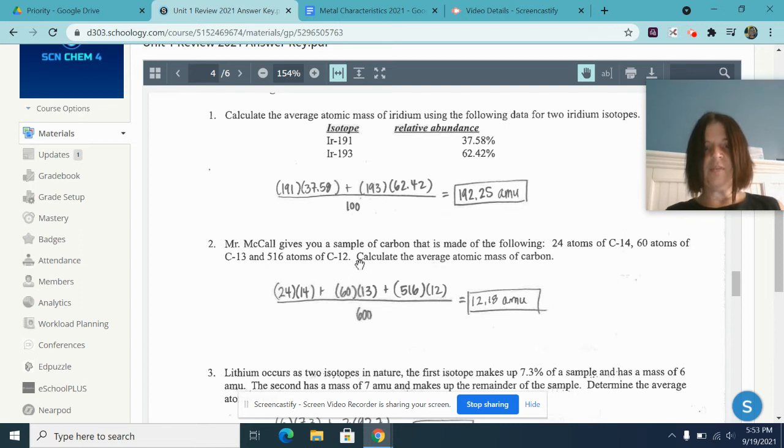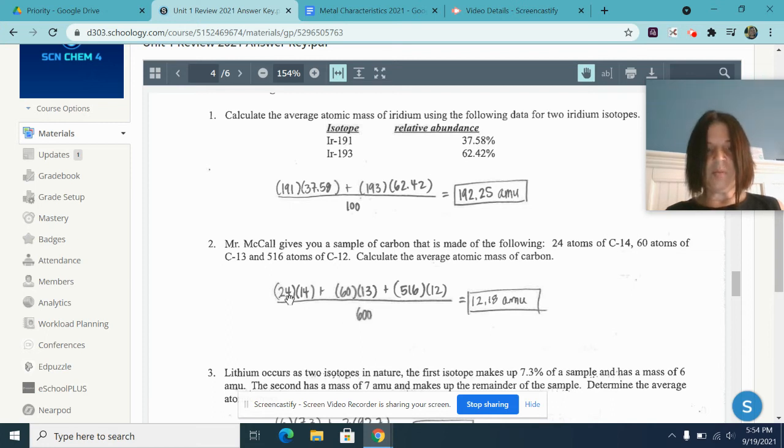But in order to find the average atomic mass of one carbon, we need to know the total number of atoms that are in the sample. In order to do that, we calculate all of the amounts that have the unit atom after them. So here we have 24 atoms, 60 atoms. That would give us 84 atoms. And then if we add 516 to that 84, we get 600 atoms.